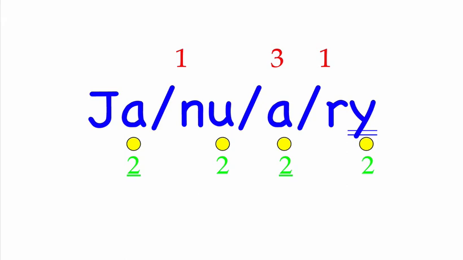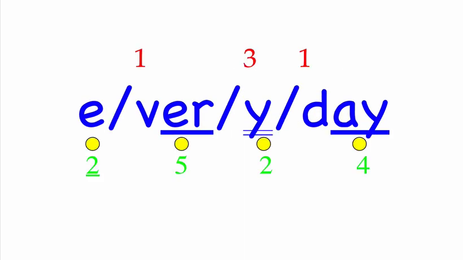Row 7. Every day. I try and get up and exercise every day. First syllable, one sound. Ver, two sounds, v, e. E, one sound. Day, two sounds, d, a. Every day. Mark the word.